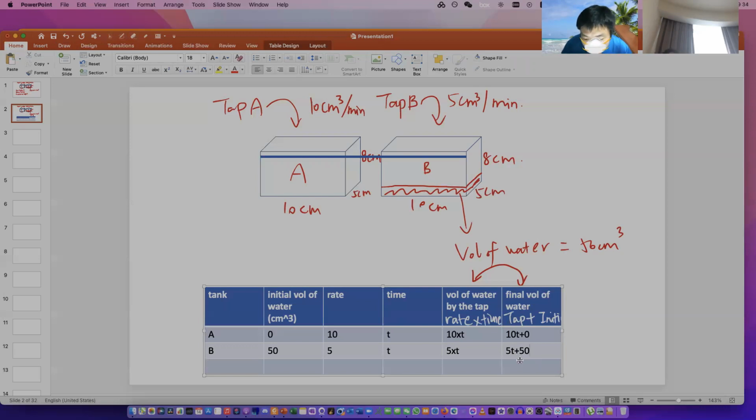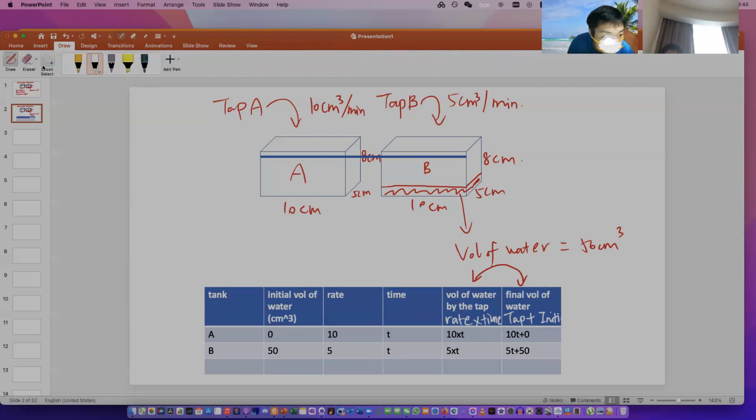With this, you can form an equation. Let me change the color. The equation will be 10T plus 0 equals 5T plus 50. So 10T minus 5T equals 50, so 5T equals 50, so T equals 10. So it takes 10 minutes. Yes, it takes 10 minutes for them to reach the same height.